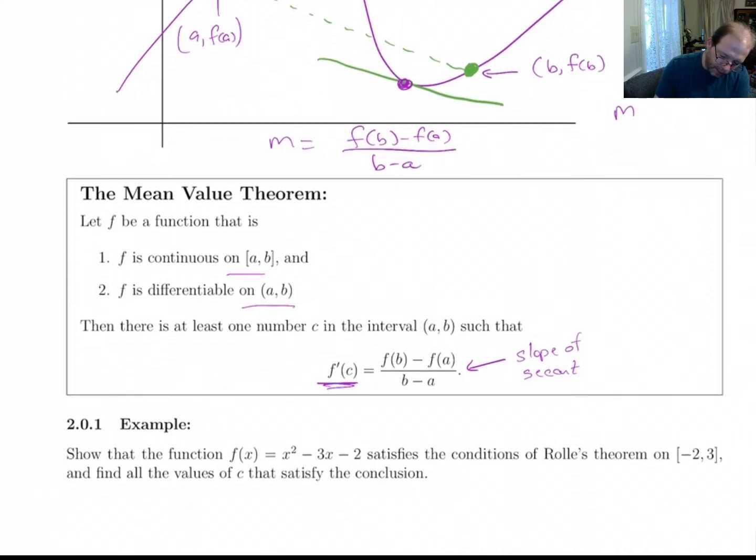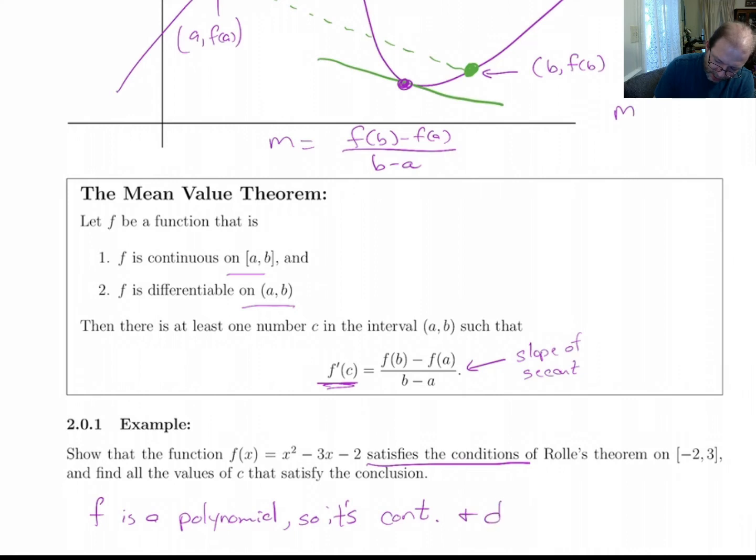So let's look at an example. This example down here says, show that the function, this is a parabola, satisfies the conditions of the mean value theorem on the interval from -2 to 3, and then find all the values of c that satisfy the conclusion. All right, so for the conditions, since f is a parabola, or I guess I should just say a polynomial, f is a polynomial, so it's continuous and differentiable.